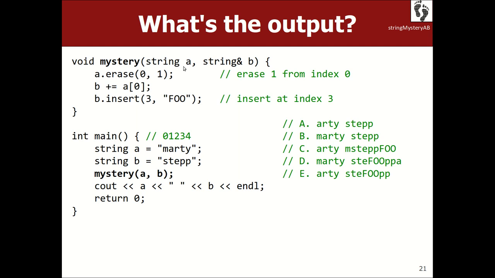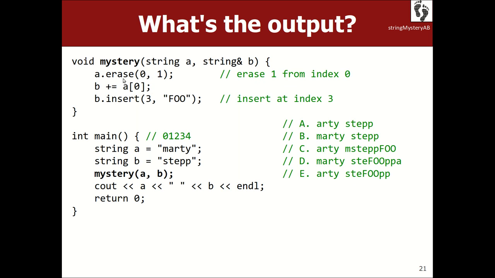It's not passed by reference. It's passed as a regular parameter. It's a copy of the string. So when I delete the letter M, that change will not go back to main. OK, so that eliminates answers A, C, and E then. And then we say b plus equals character 0. Character 0 of string a at this point, the first letter is the letter a, right? Because the M is deleted. So b becomes stepa, I think. And then we insert foo, so it becomes stefupa.